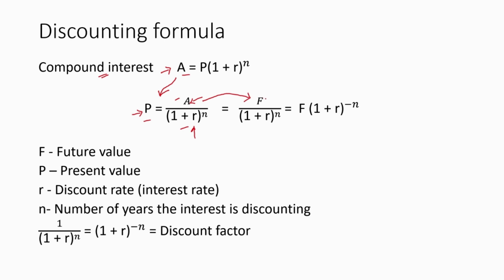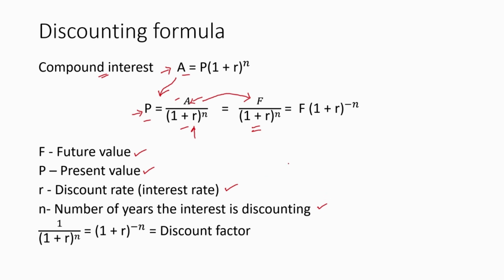Now F denotes the future value. The denominator is the same. So the capital F is the future value, capital P is the present value, small r is the discount rate. This is also the interest rate. Small n is the number of years the amount is being discounted.